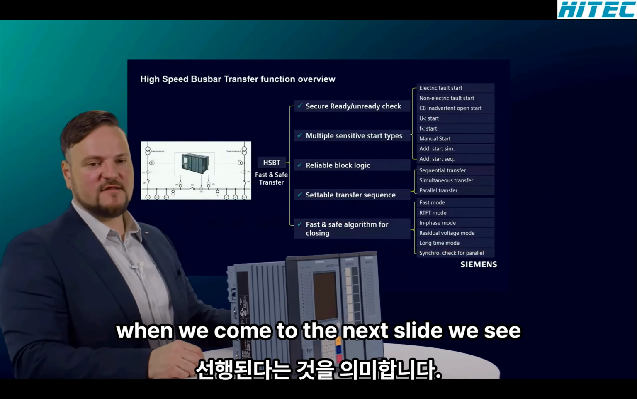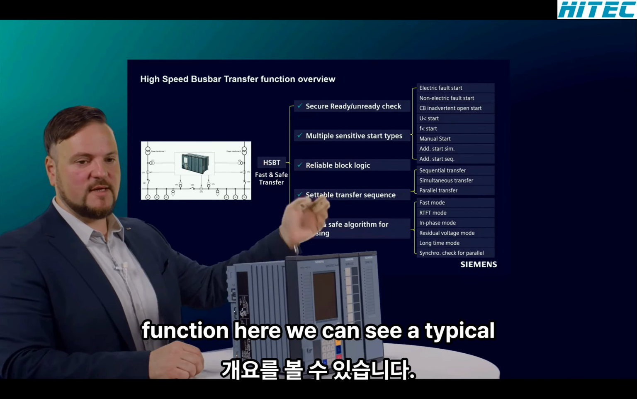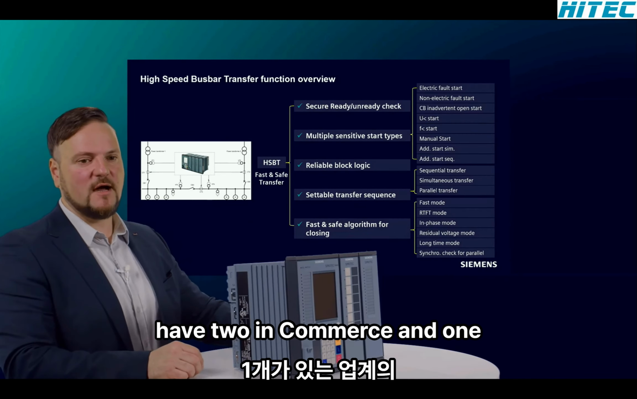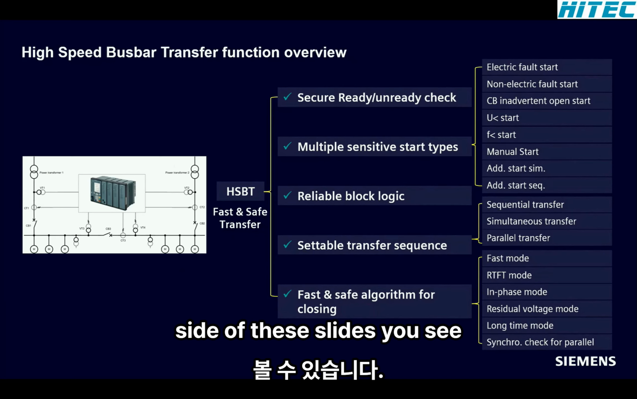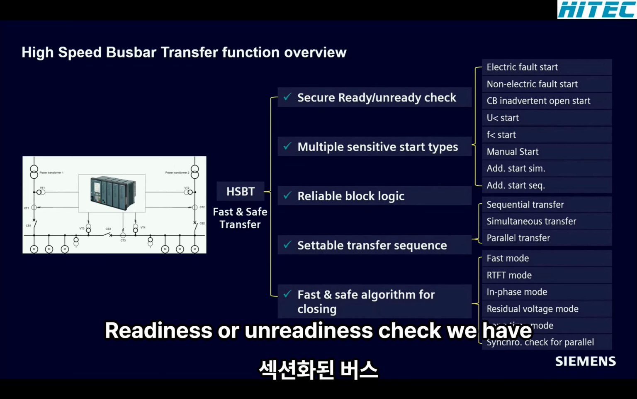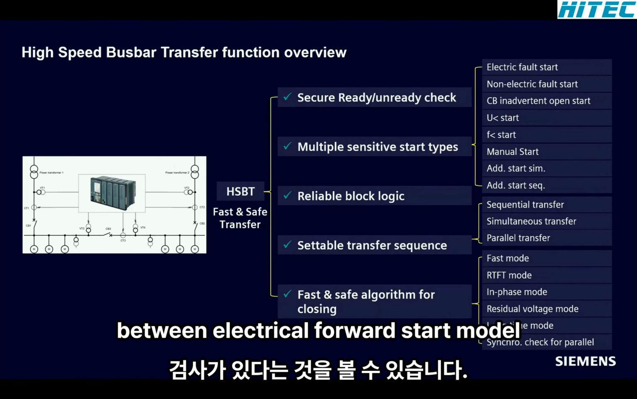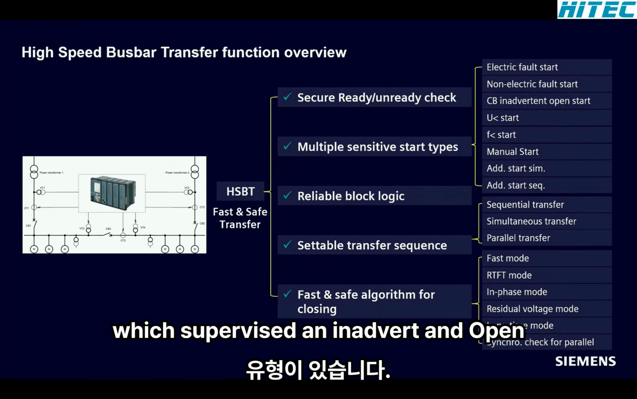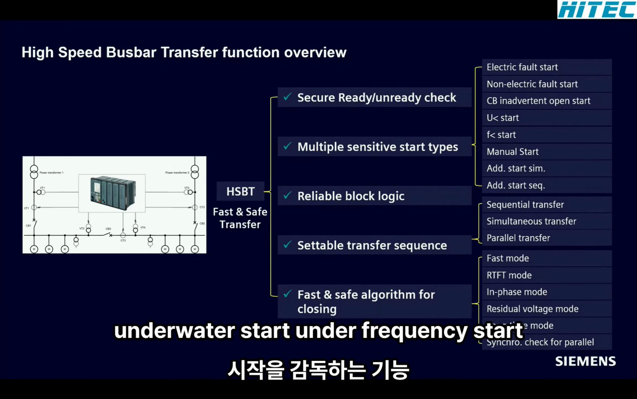When we come to the next slide, we see the functional overview of the HSBT function. Here we can see a typical application in the industry where we have two incomers and one sectionalized busbar. On the right side of these slides, you see that the HSBT function has a readiness or unreadiness check. We have multiple sensitive start types. For example, we make a difference between electrical fault start and non-electrical fault start. We have a function which supervises an inadvertent open start of the circuit breaker. We have the under voltage start and under frequency start, of course.